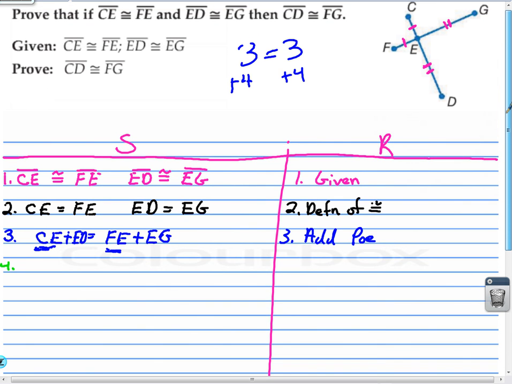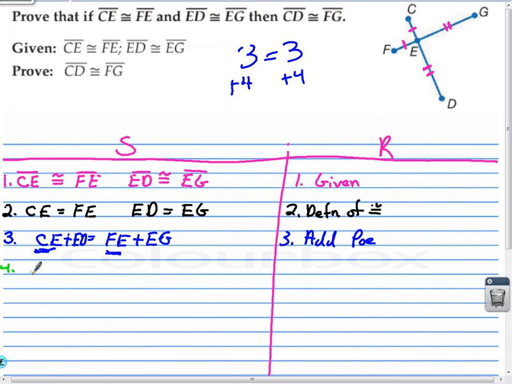Let's scroll back up so I can see that picture. CE plus ED is equal to CD. And FE plus EG equals FG. And I want you to sit and look at that for a second. Don't answer. Don't give me the reason yet, because I want everybody to look at it. Everybody try to figure out, why is this true? Does anybody know why that's true?